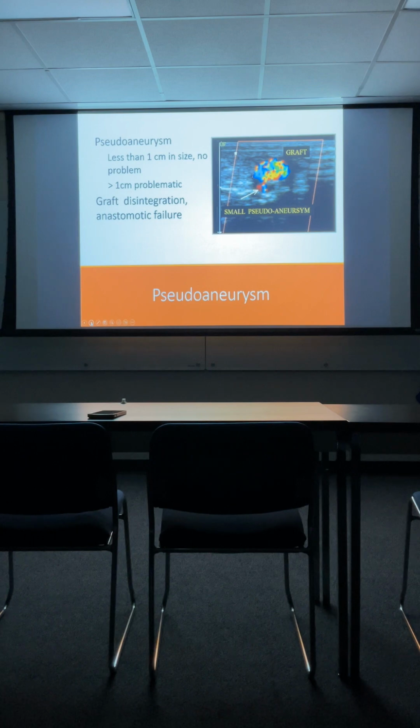So pseudoaneurysms can happen in a graft, and usually that's a result of dialysis puncture, or just the nature of this whole situation. What you want to do though when you're evaluating for a pseudoaneurysm is to measure the size of the pseudoaneurysm. If it's less than 1 centimeter, it's usually not a problem, and it's likely just going to remain stable. But if it's greater than 1 centimeter, it definitely should be repaired so that it's not causing problems for the patient.